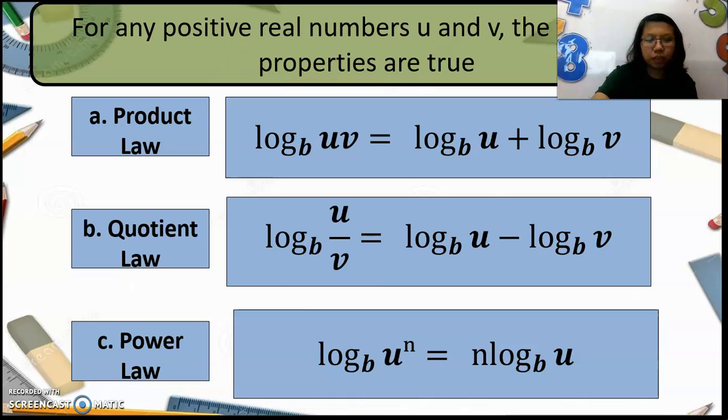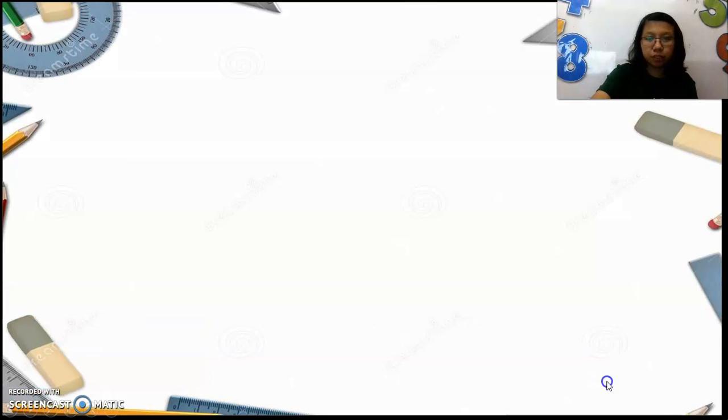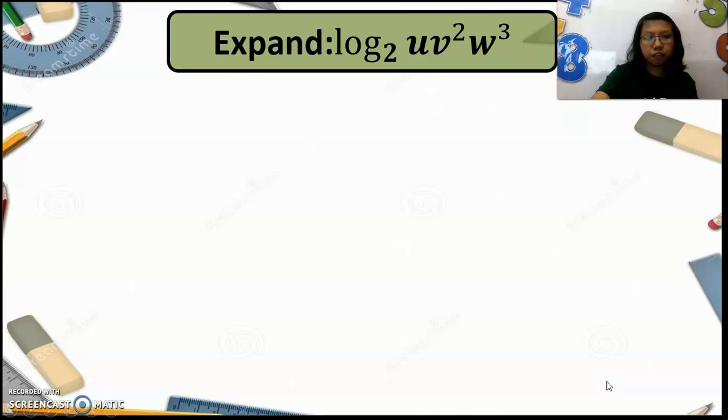So for example, I have here the exponent, which is n. So put it beside the logarithm, before the logarithm. So n logarithm of u to the base of b. Let's have different examples. Expand the following.